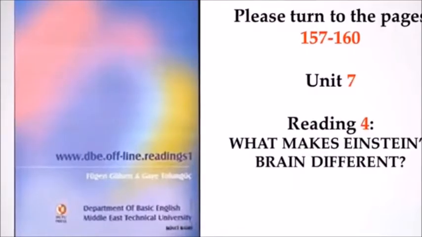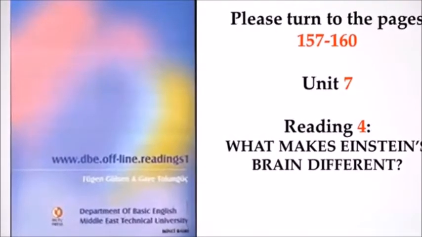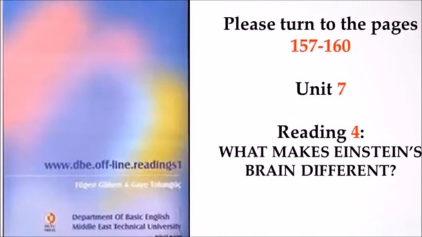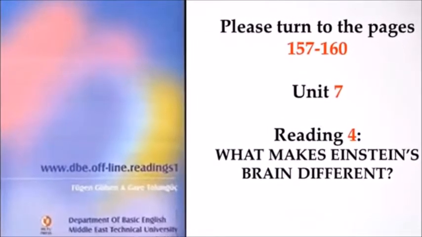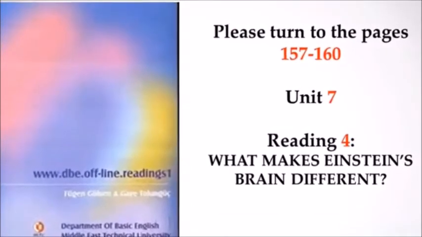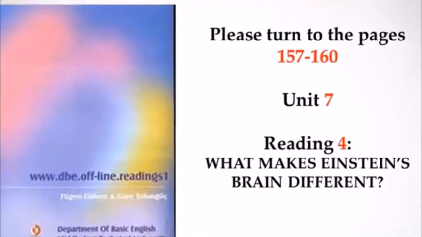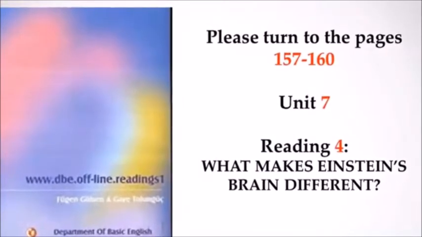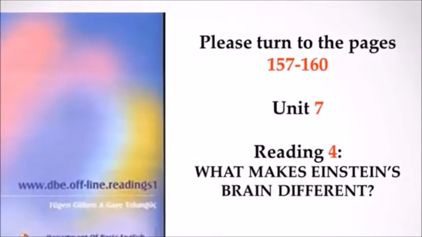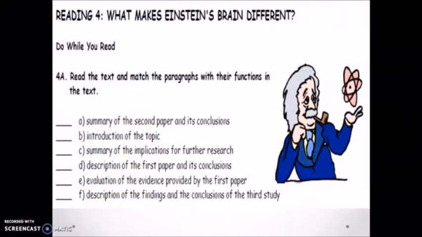Okay then. Guys, get your books ready. Please go to pages 157 to 160. In there you'll see unit number 7 and the reading text number 4, which is titled "What Makes Einstein's Brain Different?" Okay, good. What makes Einstein's brain different?